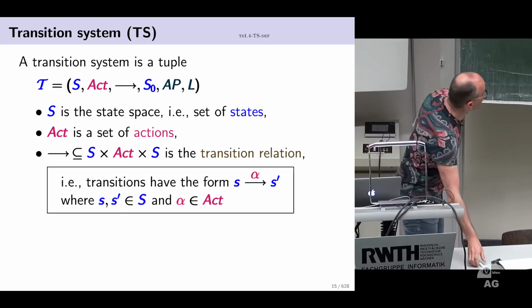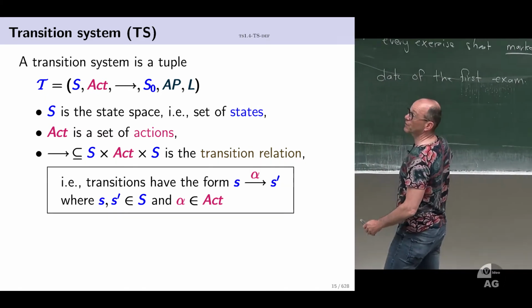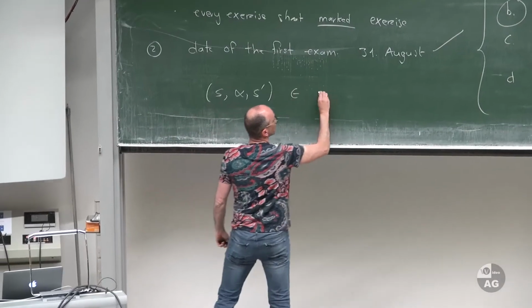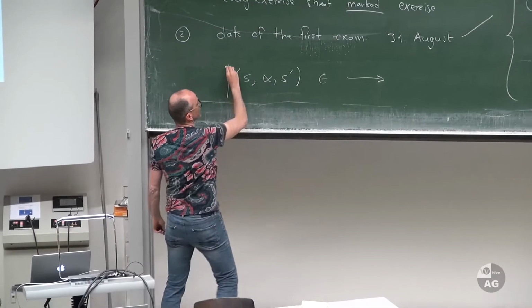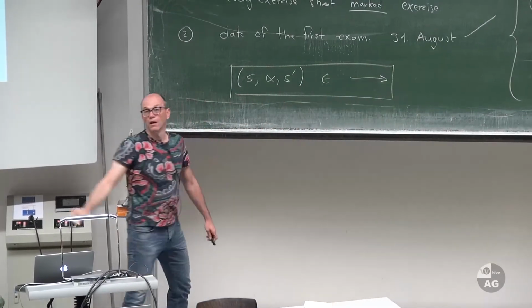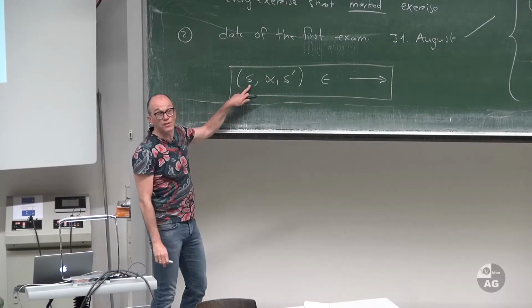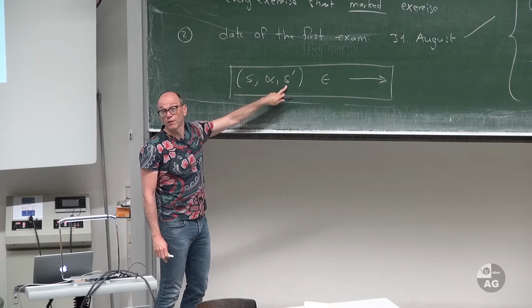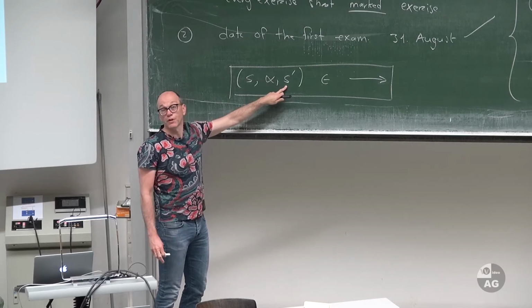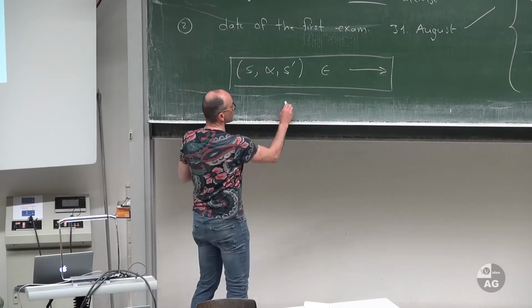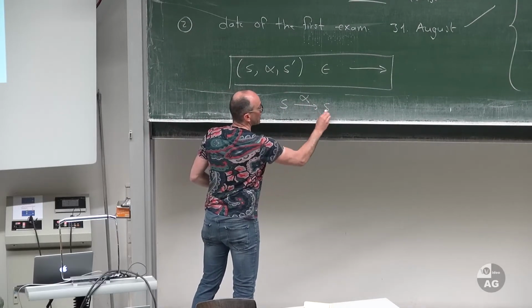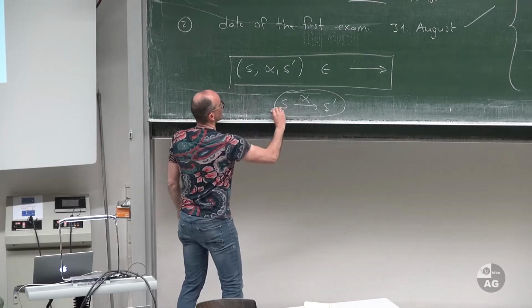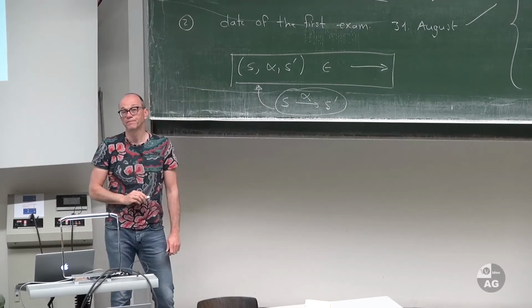Actually this is already a shorthand, so you may ask where the triples are. The triples are as follows: s, alpha, s prime is a member of this transition relation. This means that we currently are in state s, then we can take action alpha, and the next state will be s prime. I'm going to use this abbreviation, which is on the slide: s alpha s prime. It is just a shorthand for what we have written here formally.